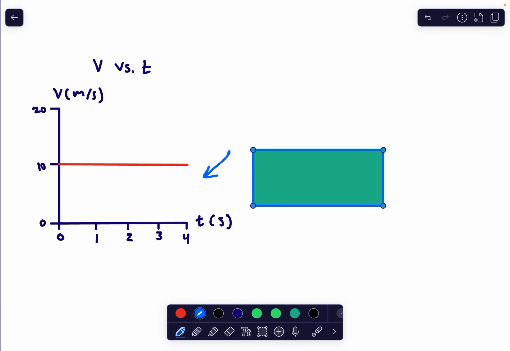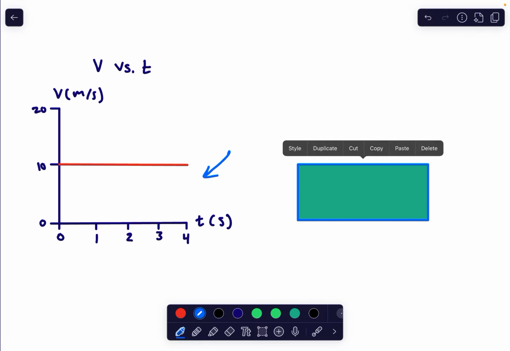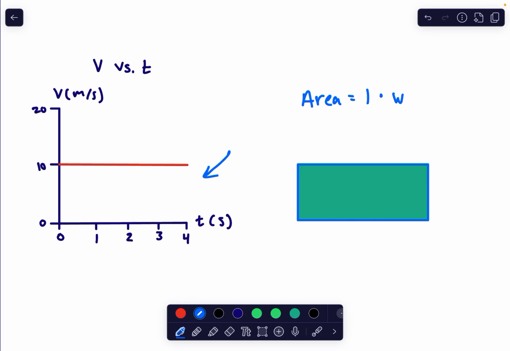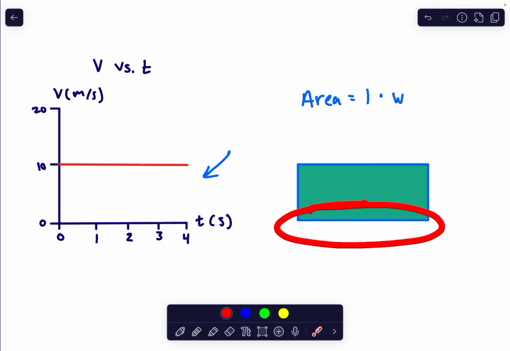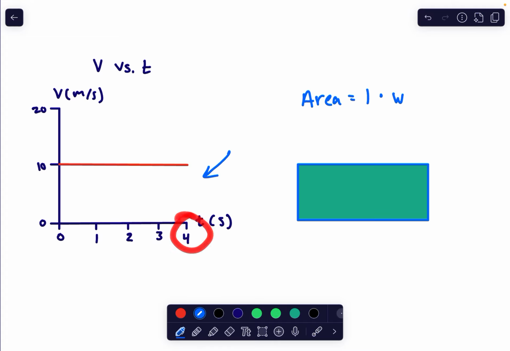And what do I know about rectangles? Well, I know how to find the area of a rectangle. See if you remember. What do I need to do to find the area of a rectangle? I need to multiply, that's right, the length times the width. So what is the length of my rectangle, the length of this side here? Well, it may seem kind of weird, but the length of that side is 4 seconds.